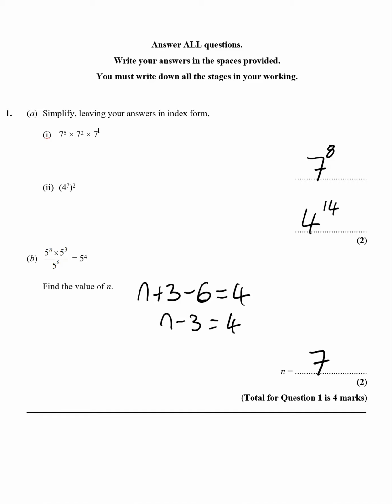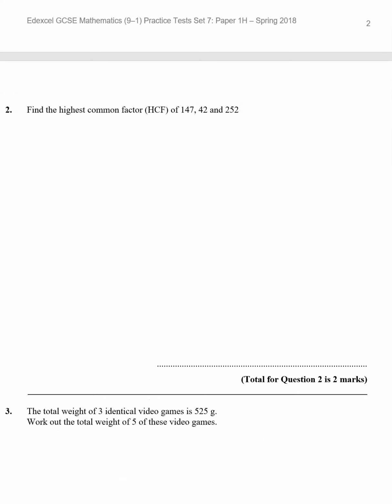Okay, question 2. So they're all as straightforward as that. Right, highest common factor. So to get the highest common factor, probably the easiest way is to do prime factor trees. 147 is basically 3 lots of 49. Just keep going down till you get to prime numbers.